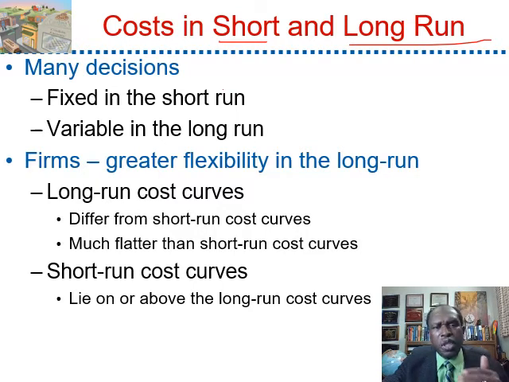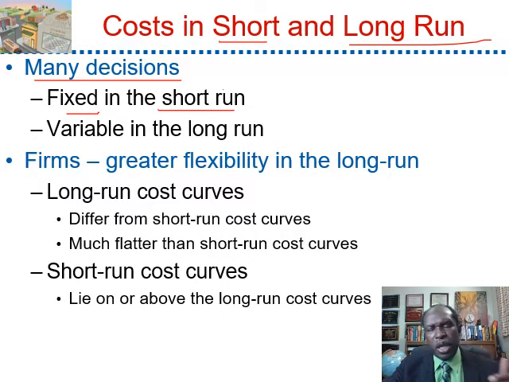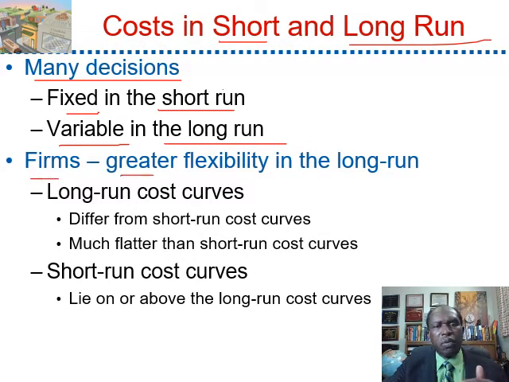So for a business firm, many decisions they take are fixed in the short run, meaning the price of capital, the price of equipment, the rents, the insurance, all those are fixed in the short run, but all the costs are variable in the long run. So all the costs change in the long run. There is no fixed cost in the long run. So the firm's greatest flexibility happens in the long run.